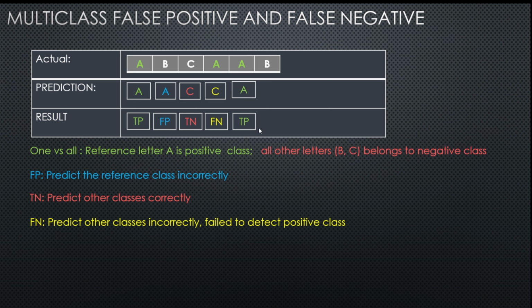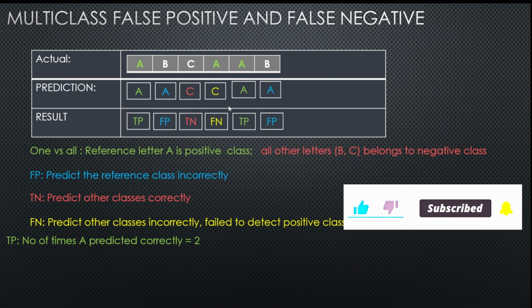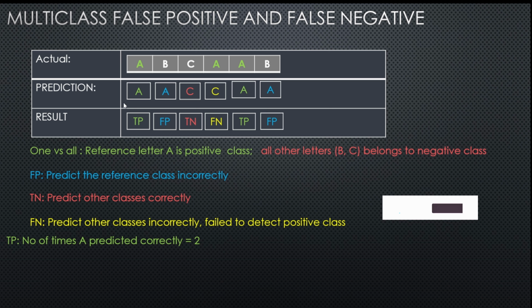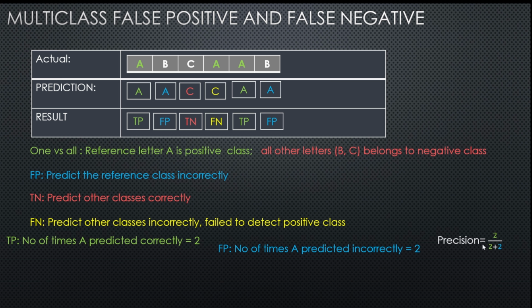So how do you calculate a true positive? It is the number of times the positive class or the reference class has been predicted correctly, which is 2 here. Similarly, the number of times the positive class has been predicted incorrectly is the FP, and together they create the precision. Similarly for the false negative, you count the number of times and then calculate the recall.